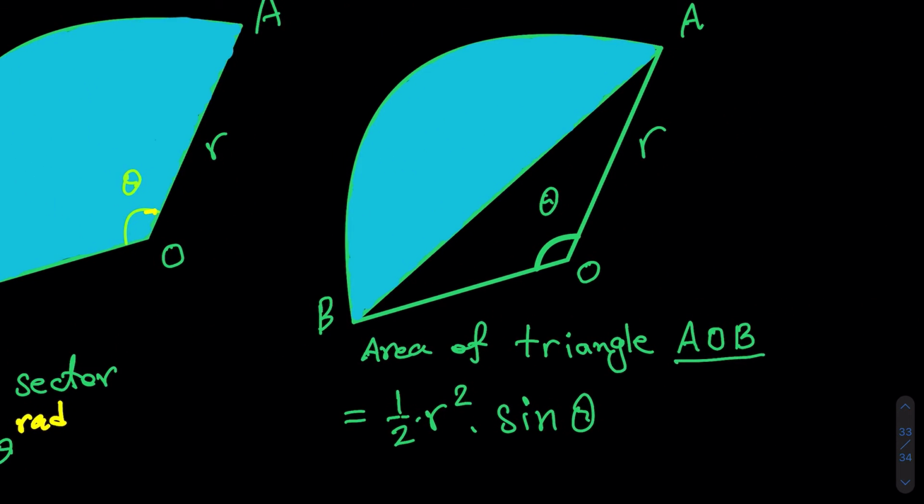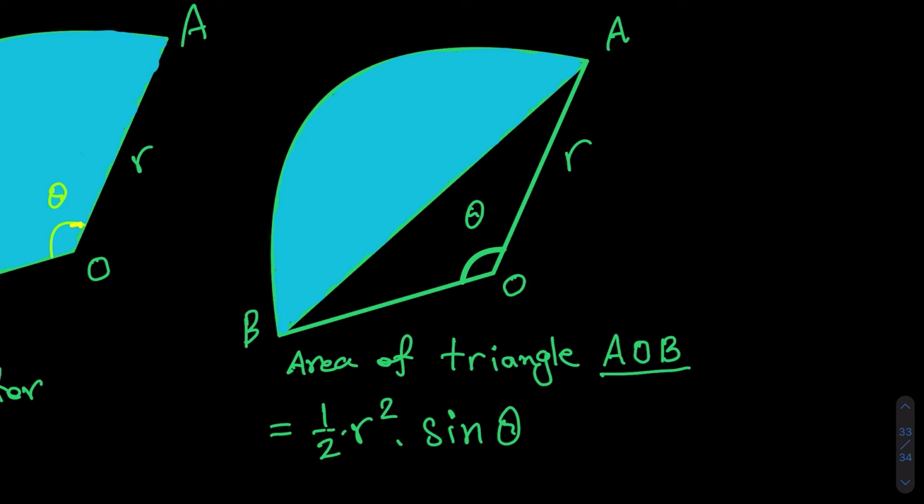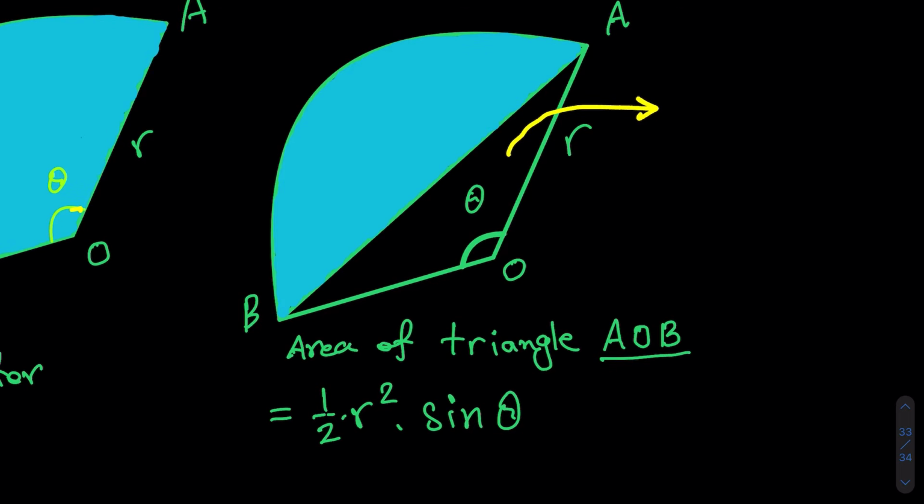And also we have learned that in order to find the area of this triangle, we need to use this equation: a half of r squared times sine theta, the sine of this angle. And here the angle can be in degrees or in radians. It doesn't matter because we are dealing with the sine of theta, not with the angle itself, right? So you can put degrees here. The answer will be the same.